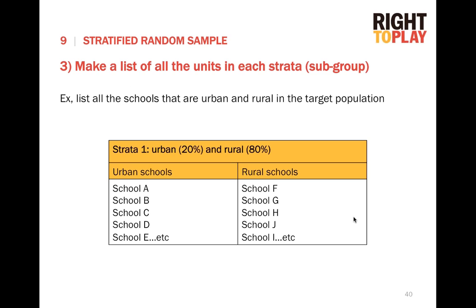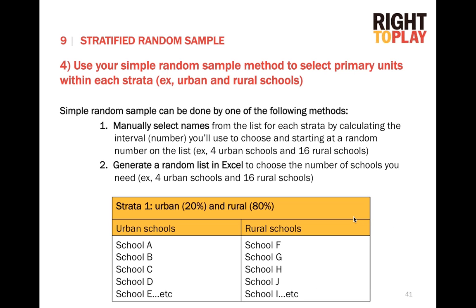What you do then is just like the other designs that we talked about, you make a list of the units in each strata. So, for example, you list all the schools that are urban and all the schools that are rural within your target population. Next, you use your simple random sample method to select the primary units within each strata. So you randomly select urban schools and you randomly select rural schools. And again, the way to do this is exactly the same as what we talked about earlier. You either manually select the names from the list or you generate a random list in Excel.